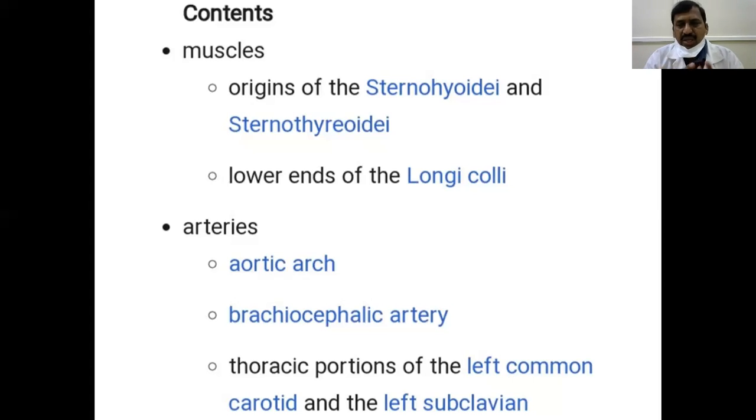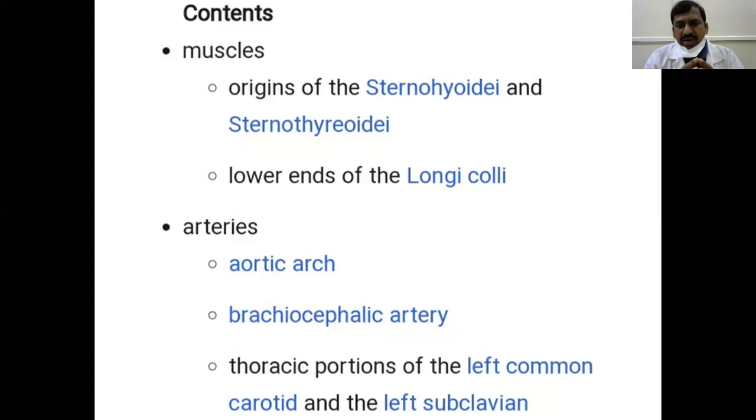First, you take the muscles. What are the muscles which are present in the superior mediastinum? First, the origins of the sternothyroid and sternohyoid muscles, and the lower ends of the longus colli muscle. Longus colli is a muscle on the anterior part of the bodies of the thoracic vertebrae. These are the three muscles: sternothyroid, sternohyoid, and longus colli.